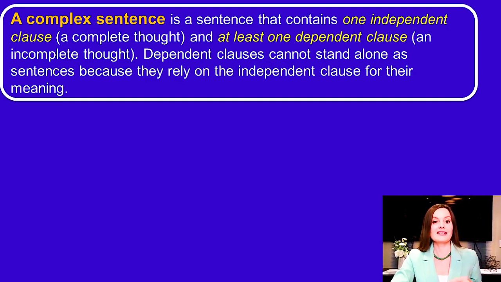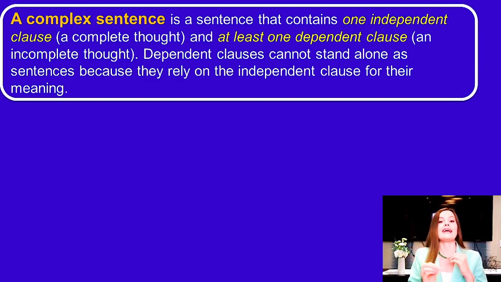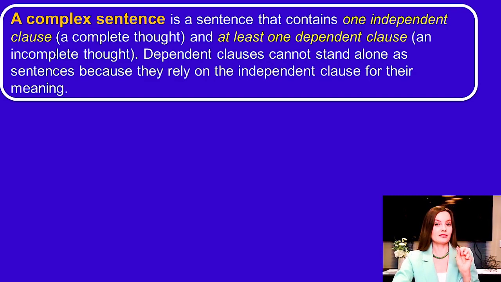A complex sentence is a sentence that contains one independent clause, which is a complete thought, and at least one dependent clause, which is an incomplete thought. So a dependent clause is an incomplete thought. Dependent clauses cannot stand alone as sentences because they rely on the independent clause for their meaning. At least one dependent clause means that you may have two or more dependent clauses in one complex sentence.